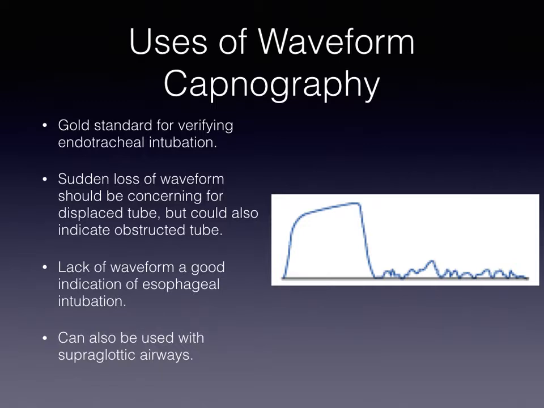If you have a sudden loss of waveform, that really should be concerning for a displaced tube. You see there in that graphic, we've got the nice plateau that we just talked about, and then all of a sudden we've got a bunch of garbage. And so you've got to really worry that maybe that tube became displaced or obstructed, or there's some kind of problem in the circuit. We've got to make sure that we look at all that. You can't just ignore that. A lack of a waveform may be a good indication of esophageal intubation. I mean, if you never see that plateau and you just see kind of that garbage to the right there on that graphic, you've got to really question whether or not you're in the right place with that ET tube.